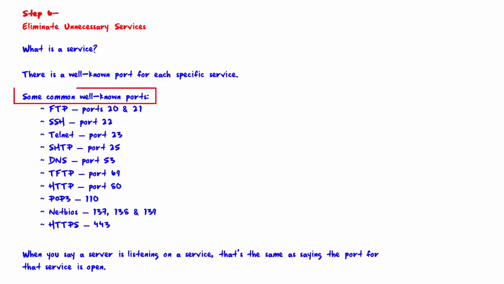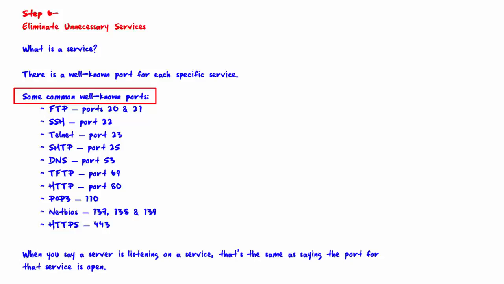So what are some common well-known ports? FTP, ports 20 and 21, SSH, port 22, Telnet, port 23, SMTP, port 25, DNS, port 53, TFTP, port 69, HTTP, port 80, POP3, port 110, NetBIOS, ports 137, 138, and 139, and HTTPS, port 443.